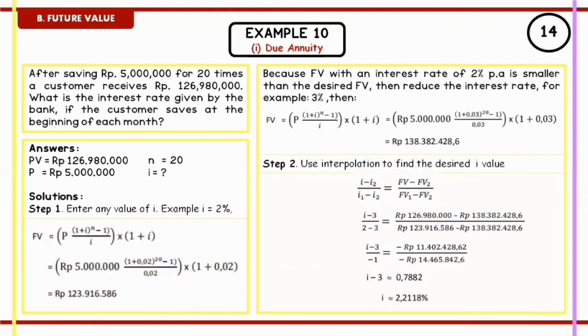Because Fp with an interest rate of 2% per annum is smaller than the desired Fp, then we use a higher interest rate, for example 3%. And then we use the Fp formula again, and this is the result. And step 2, use the interpolation to find the desired I value. We use the interpolation and this is the result, 2.2118%, and this is the interest rate.